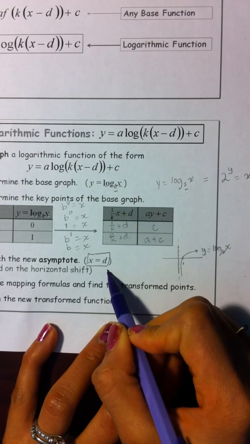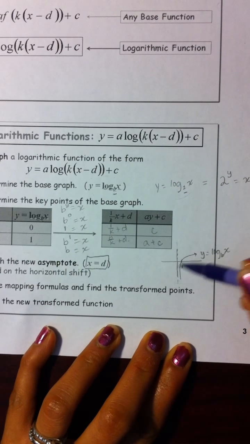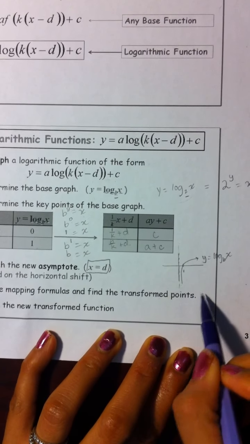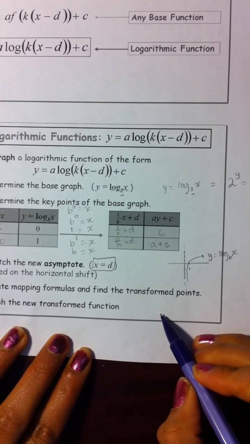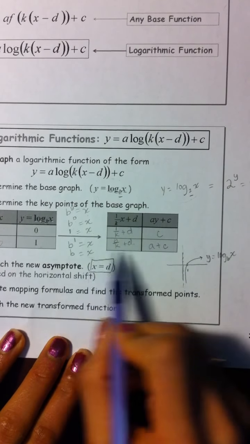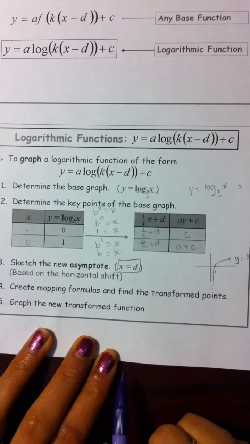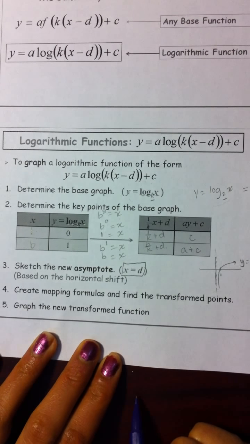So when we have our new asymptote, according to our transformed function, we are then able to graph the function properly. And the fourth point that I have here is to create mapping formulas and find transformed points, which is essentially what we just did in number 2, and then we're going to graph the new transformed function.